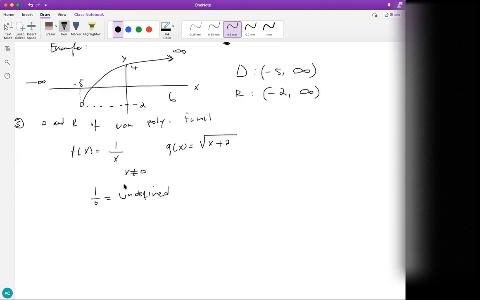I think I better leave this for another time. It's going to take at least 30 minutes to explain. But briefly, the denominator of any function cannot be 0.